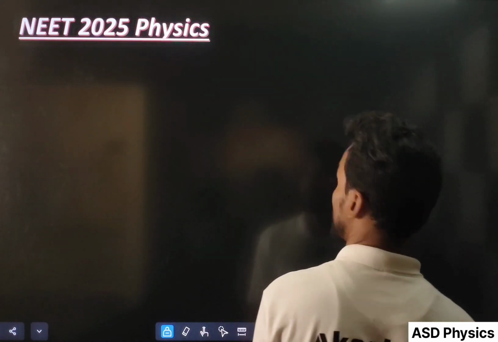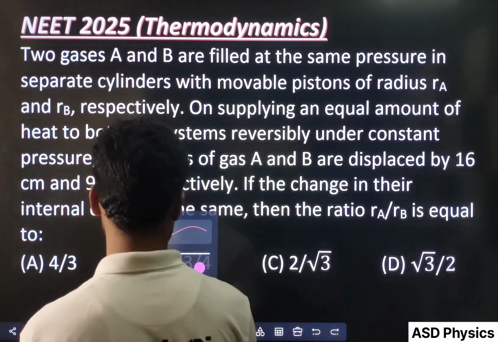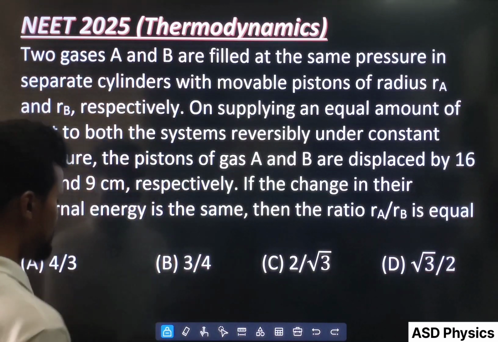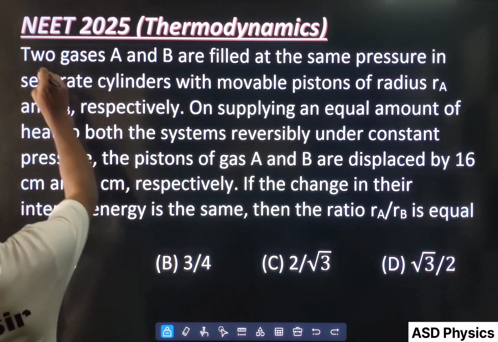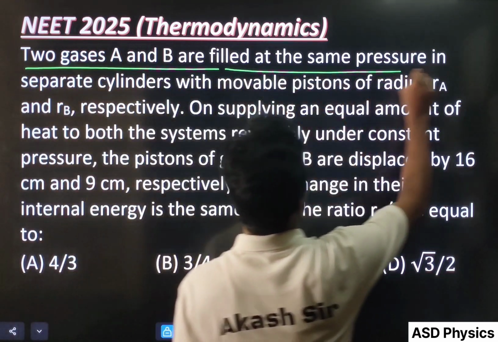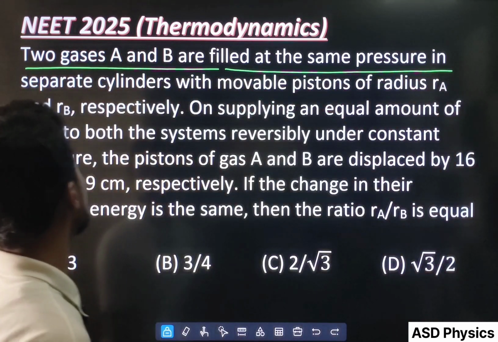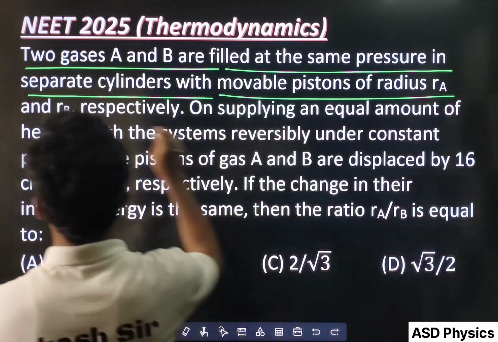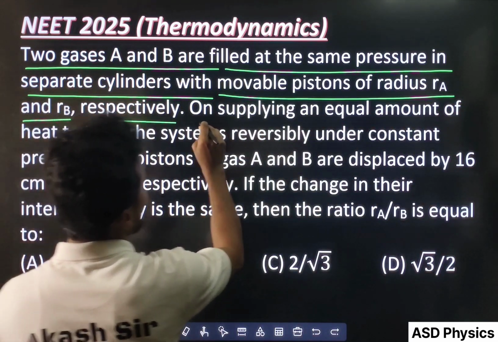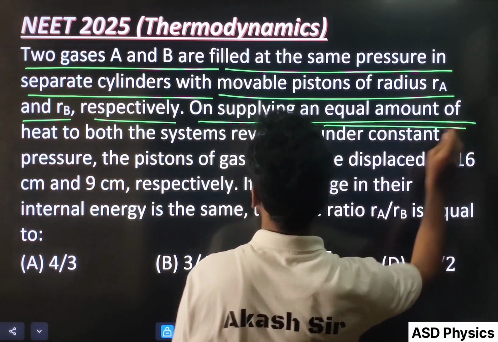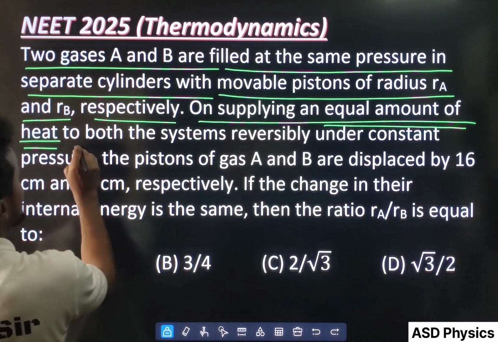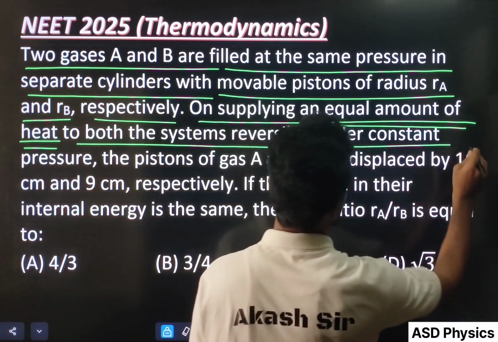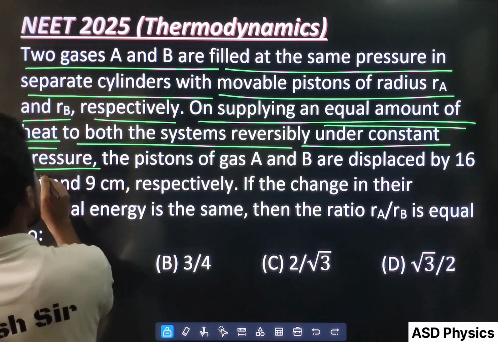Now students, let's see the next question. The question is from thermodynamics. Two gases A and B are filled at the same pressure in separate cylinders with movable pistons of radius RA and RB respectively. On supplying an equal amount of heat to both the systems reversibly under constant pressure.